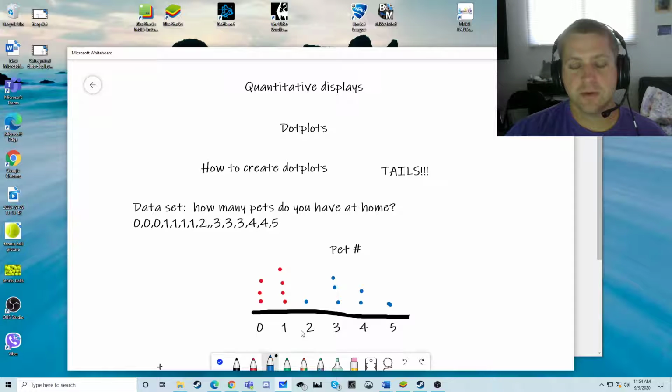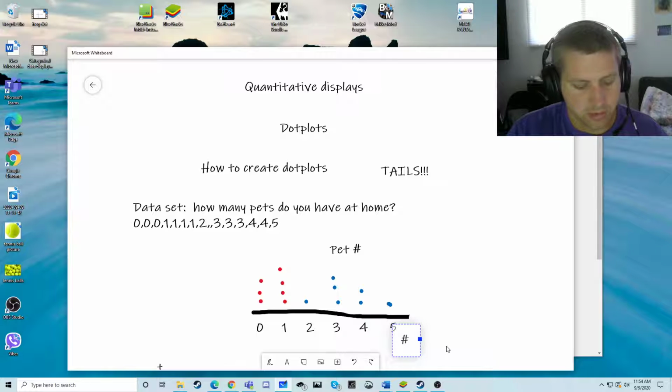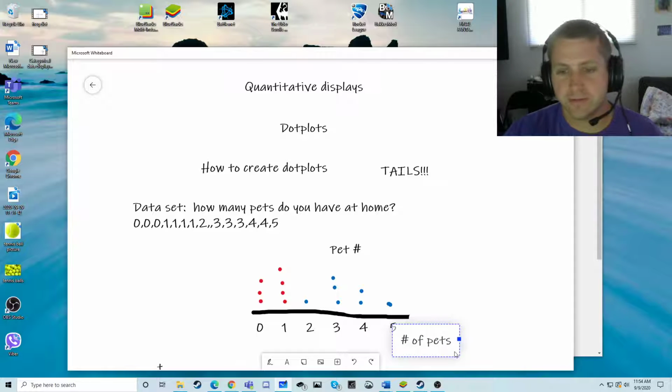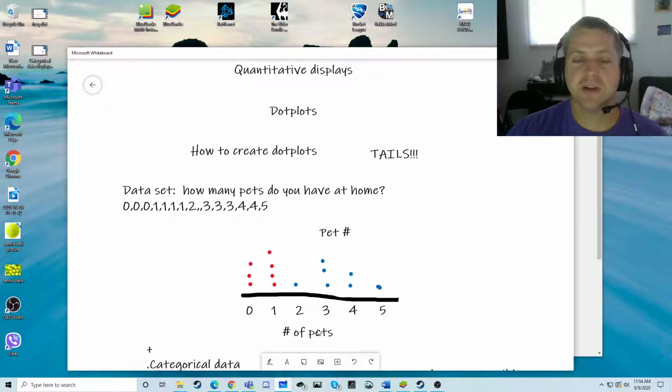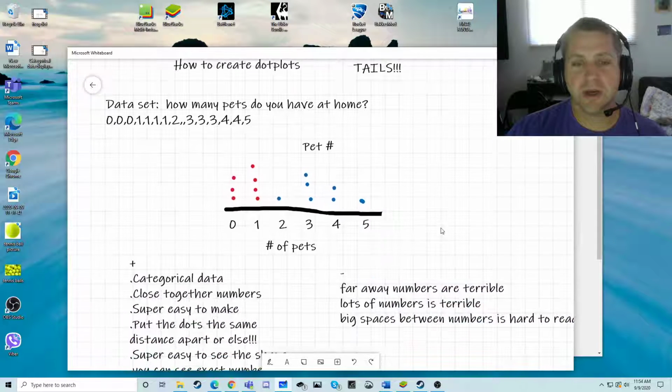The bottom, you're going to want to make sure you label what the scale is too. It's like label what's going on there. So we could just call that number of pets, even if it's the same thing as the title. I mean, these are usually for fast and easy data collection, so people don't get too picky. But on a test, label everything you can label and always include a title. We should be good. So the pluses and minuses to these things.